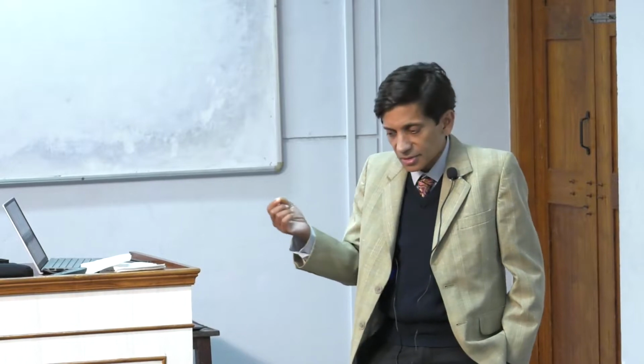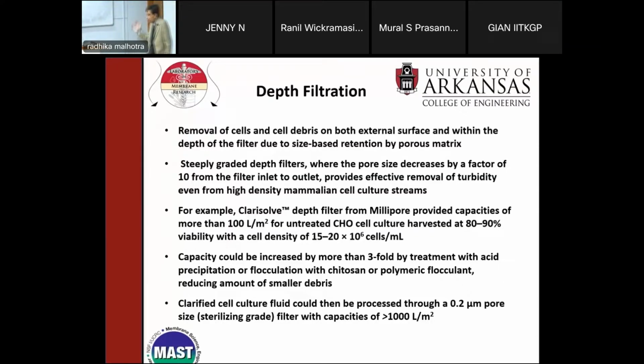So turbidity is another thing that people look at in these bioseparations, because the turbidity reduces as you remove more of the small particulate matter. Okay? So that's an important simple way to quantify how well you're removing this particulate matter. And then I give an example here. This particular Clarisol that's made by Millipore provides capacities of more than 100 liters per meter squared.